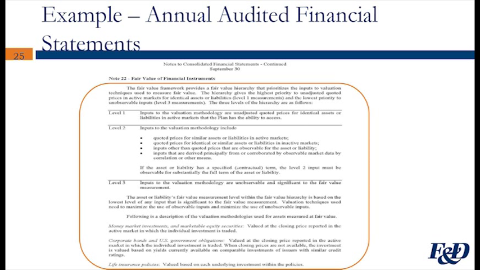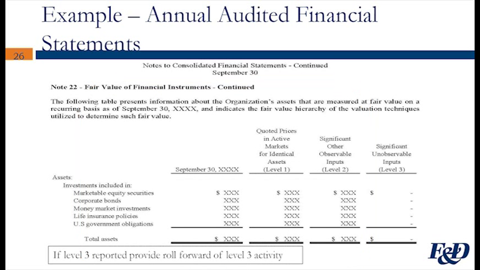Level 3 is definitely the most difficult level from an audit perspective to get your arms around. You do need to do some type of valuation. This can be done through a specialist, or if you have the ability to do it in-house, it can be done. But all level 3 activity needs to be provided in a roll forward fashion. So you have your listing of your level 3 investments, and then that level 3 investment actually needs to be rolled forward from year to year so you can see all the activity within that account.